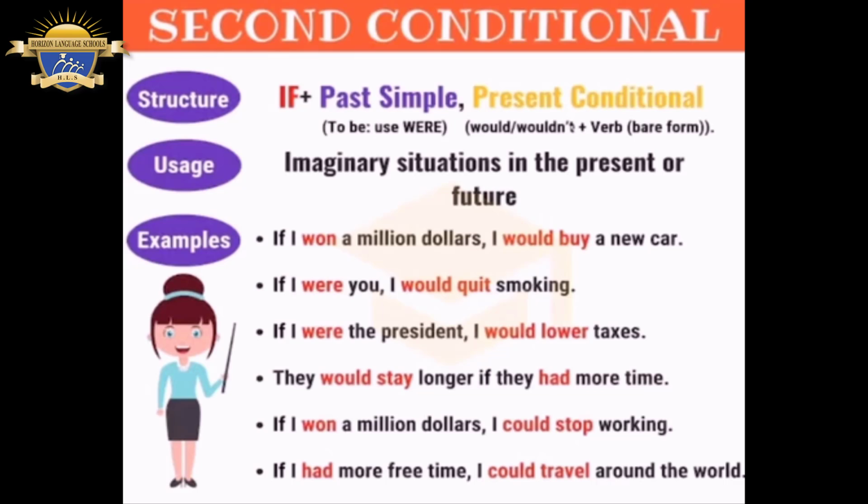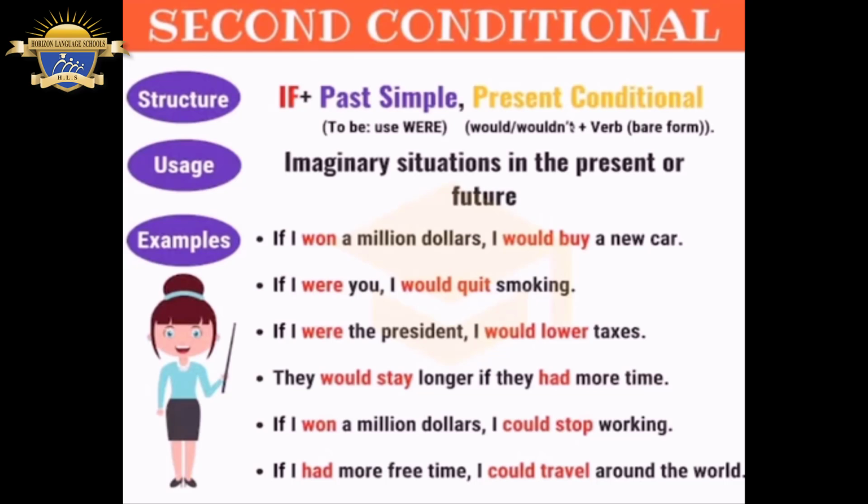If I won $1 million, I could stop working. I don't have $1 million, so I have to work. Okay, so this is not true in the present or in the future. If I had more free time, I could travel around the world. So I don't have free time, so I can't travel around the world.